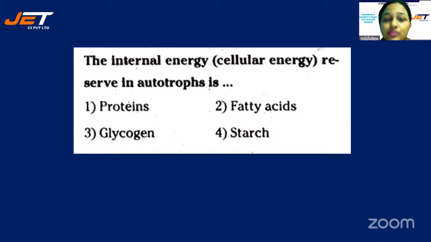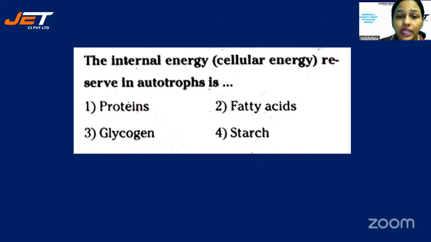Okay. So let's do some questions. These are the questions related to the topic nutrition. And here is the first question. The internal energy, cellular energy reserve in autotrophs is, and your options are number 1, proteins, number 2, fatty acids, number 3, glycogen, number 4, starch. So you have to tell the correct answer. Which is the correct answer for this question?